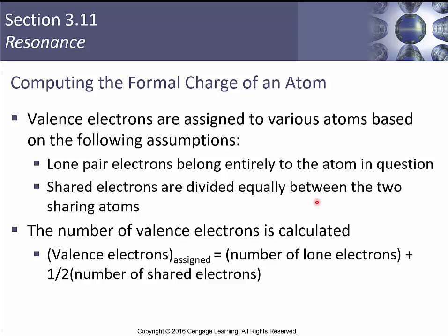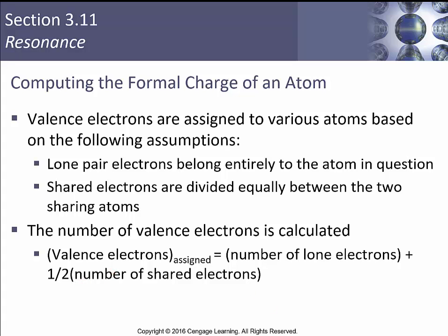So we're not going to consider polarity, like if it's got a fluorine in there, we're just going to assume that it's evenly shared. The number of electrons owned is therefore calculated from the number of lone electrons, and 1/2 the number of shared electrons.